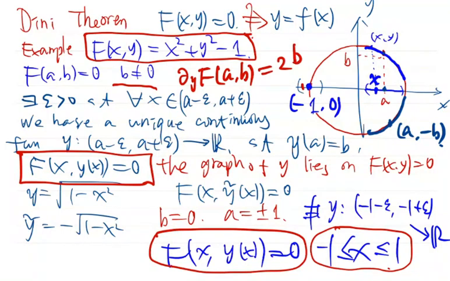So whether b is 0 or not is simply equivalent to whether the derivative with respect to y is 0. So it turns out that this is actually the crucial condition to determine whether we can define a function implicitly from the given equation. Okay, so this is the Dini theorem we will discuss below.